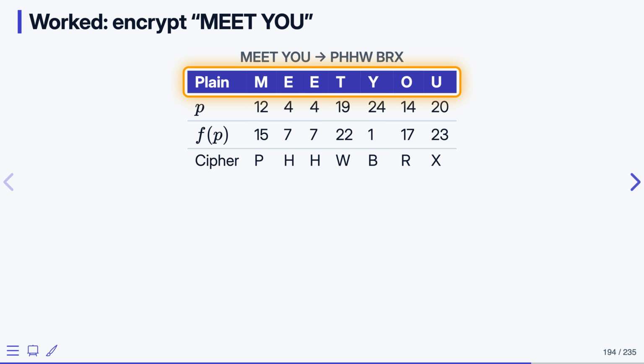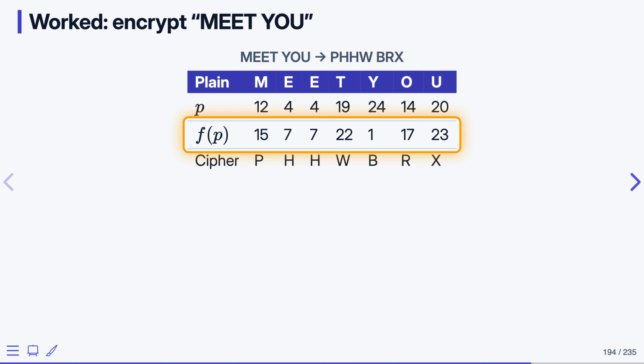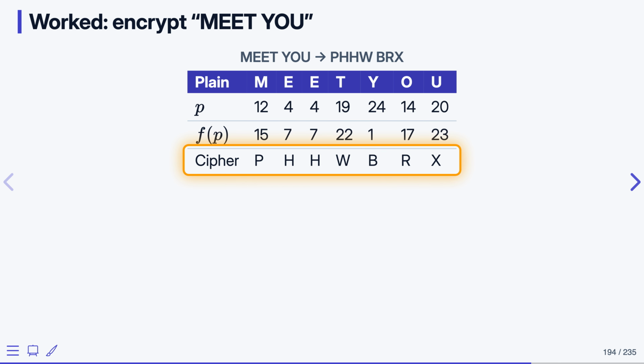Let's encrypt the first 2 words, meet you. Read the table down each column. The top row holds the plain letters. The second row turns each letter into a number. M is 12, E is 4, T is 19, Y is 24, O is 14, and U is 20. The third row adds 3 to each one. 12 becomes 15, 4 becomes 7, 19 becomes 22, 14 becomes 17, 20 becomes 23. The last row turns the numbers back into letters. So we get P, H, H, W, then B, R, X.